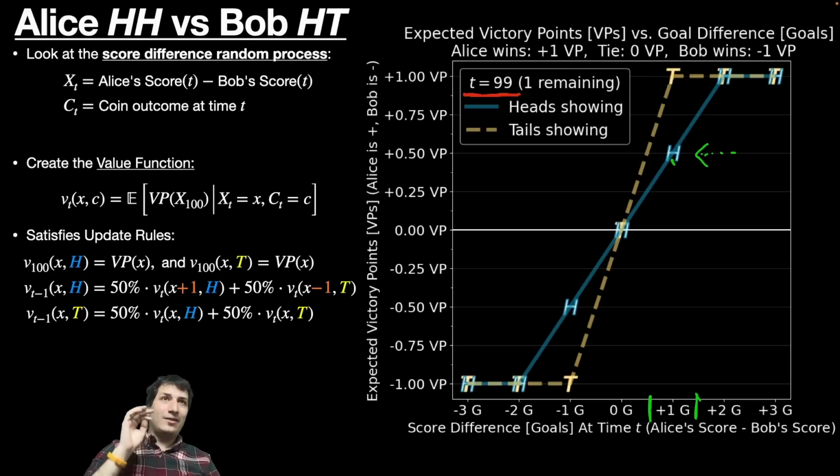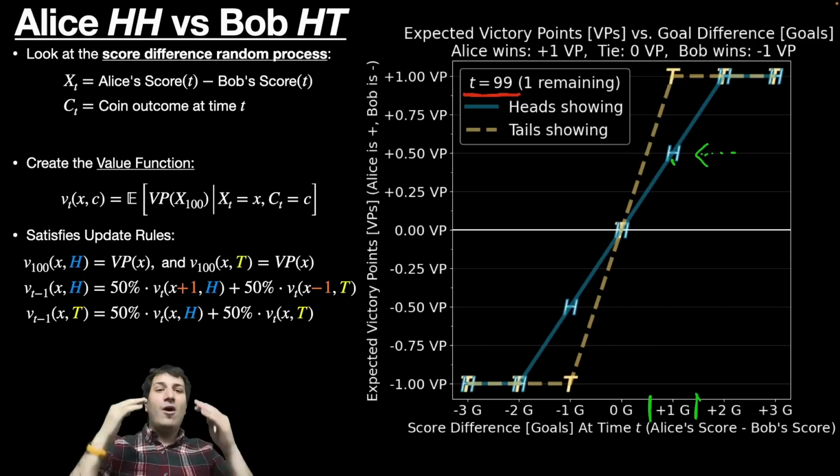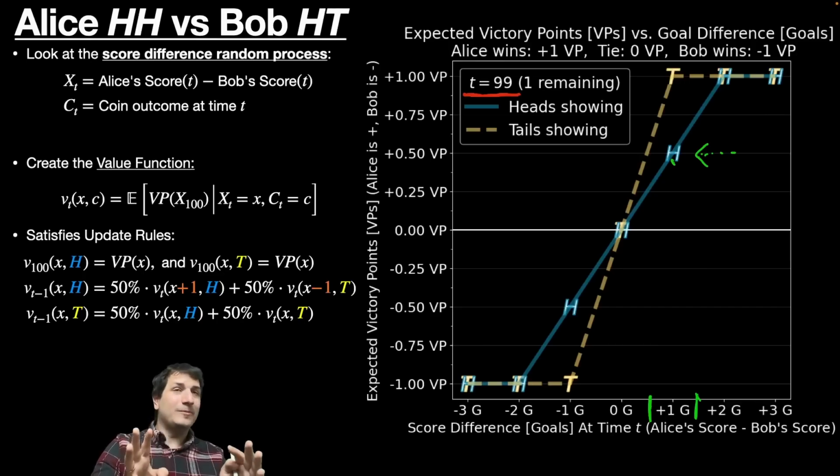If a heads is showing and the last coin flip was a heads, then on the next coin flip, either Alice will score again or Bob will score. So we have a 50% chance a heads comes up and Alice scores, and a 50% chance a tails comes up and then Bob scores, because there was a heads before, a tails, then heads, tails.